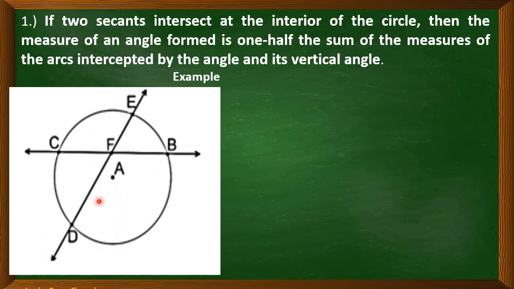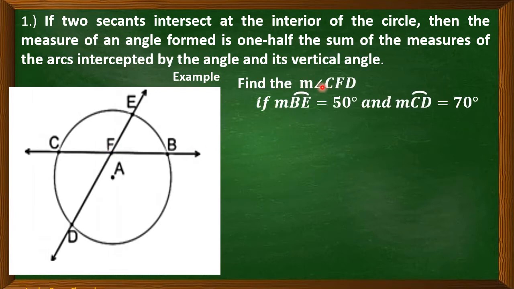So in here, we have 2 secants, line CB or line BC, and line DE or line ED, and they intersect inside the circle at point F. The question here is: find the measure of angle CFD if the measure of arc BE is equal to 50 degrees and the measure of arc CD is equal to 70 degrees. I want to locate first angle CFD. This is the angle CFD.